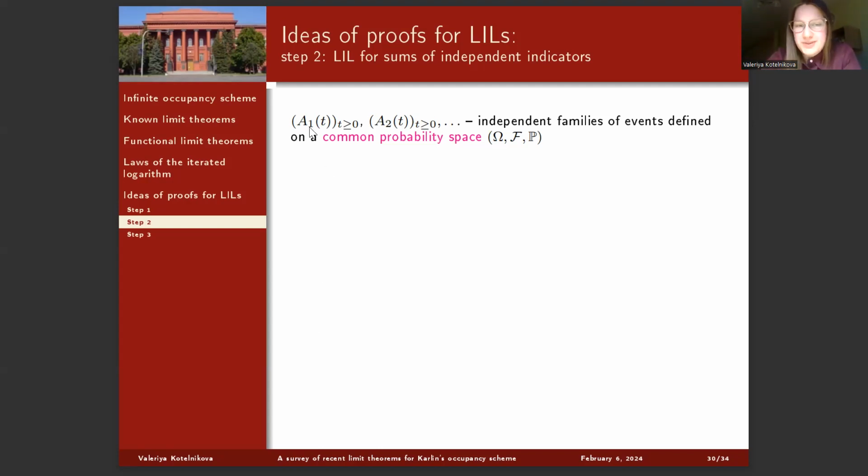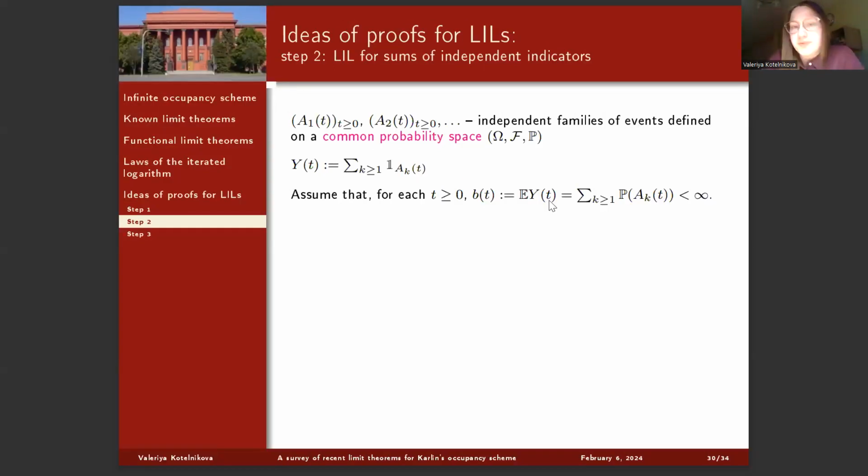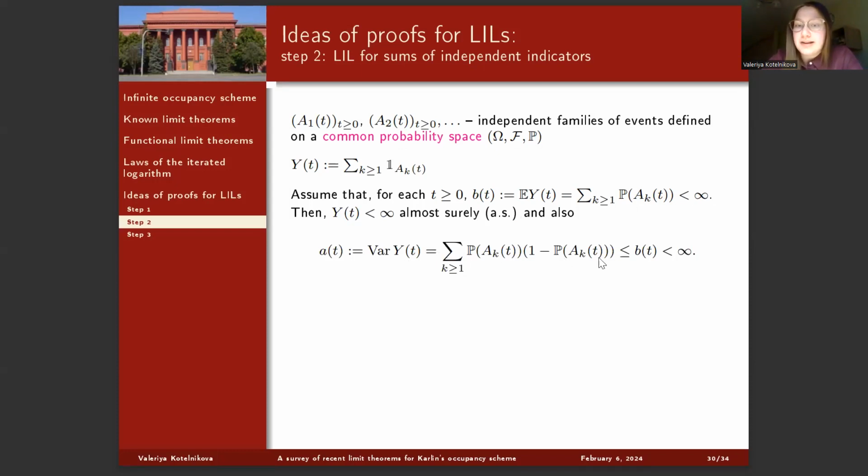So to do it, we at first need to denote events. So denote by A1, A2, and so on, independent families of events which live on a common probability space, and they are parameterized by non-negative time. And as promised, we consider sums of independent indicators, which we denote by Y. It is a sum of indicators that events A_k(t) hold. We assume that the mean of this process at each given time t is finite. Then from here, we can derive that this process is almost surely finite. And since the variance of Y doesn't exceed its mean, the variance is going to be finite as well.